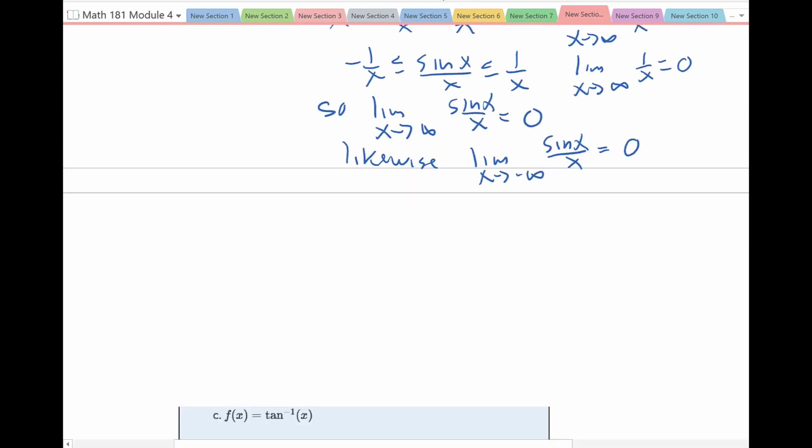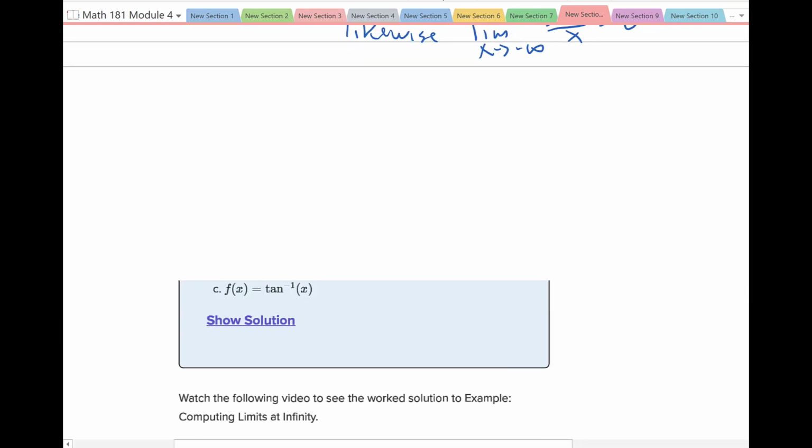Okay, let's look at our C now. C says f of x equals tangent inverse of x. This one takes a little bit of thinking first of all. So think about this.